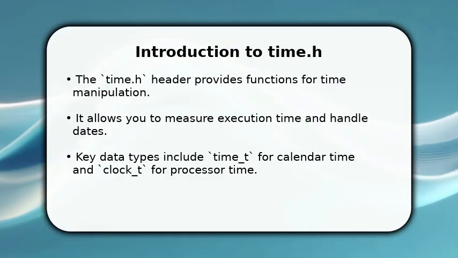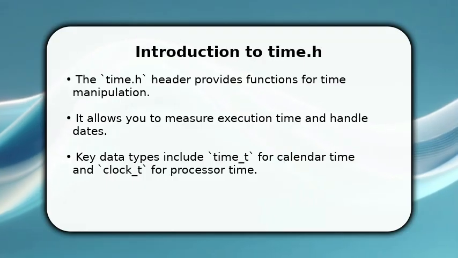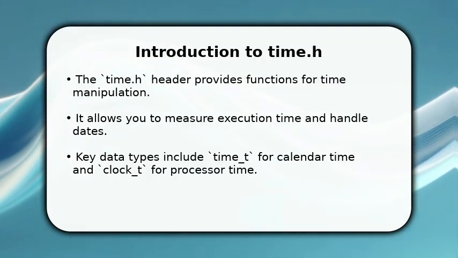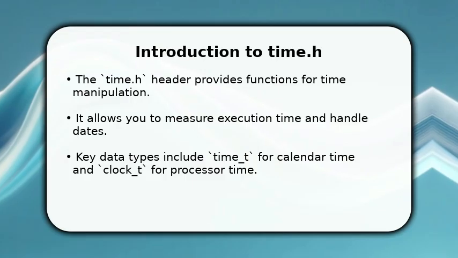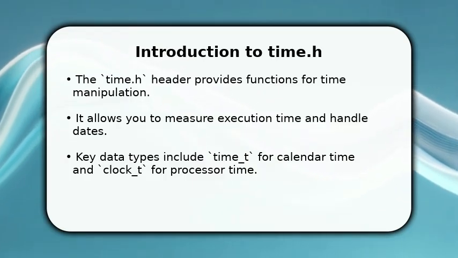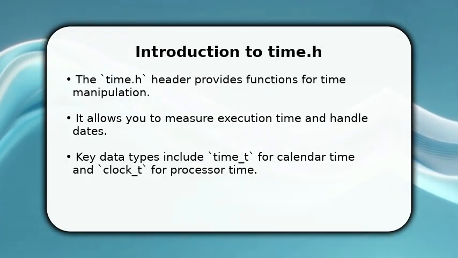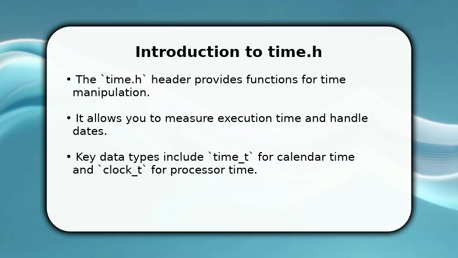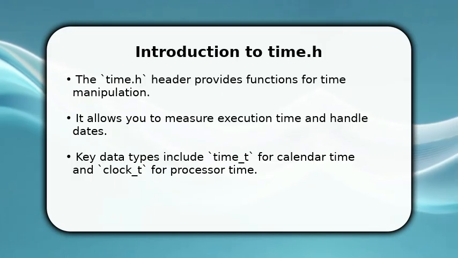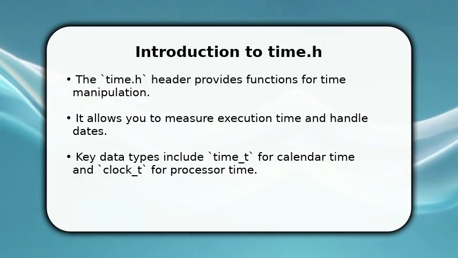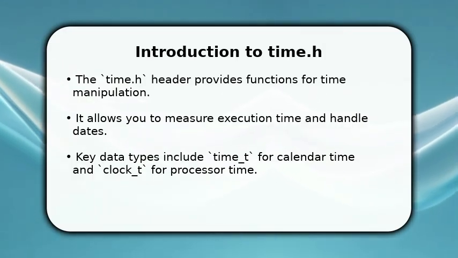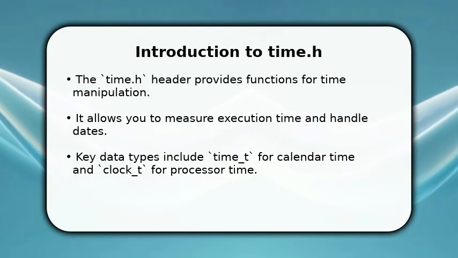In this video, I will explain how to use time.h and C. This powerful header file offers essential functions for working with time in your programs. You can measure how long a piece of code takes to run or display the current date and time. We will explore its core components, including the time_t and clock_t data types, which are fundamental for handling calendar and processor time, respectively.